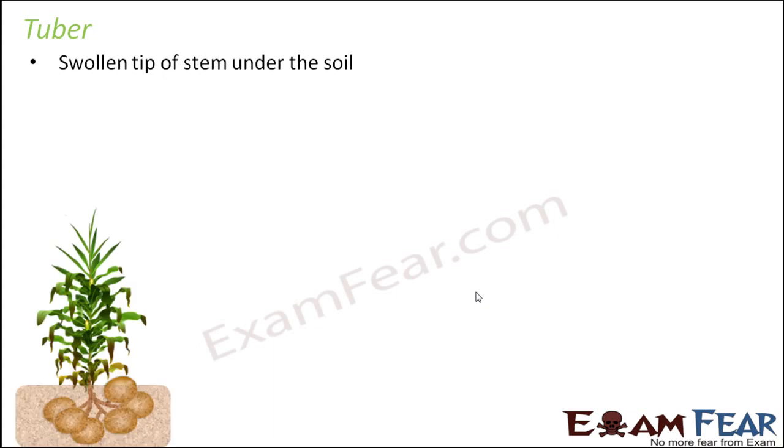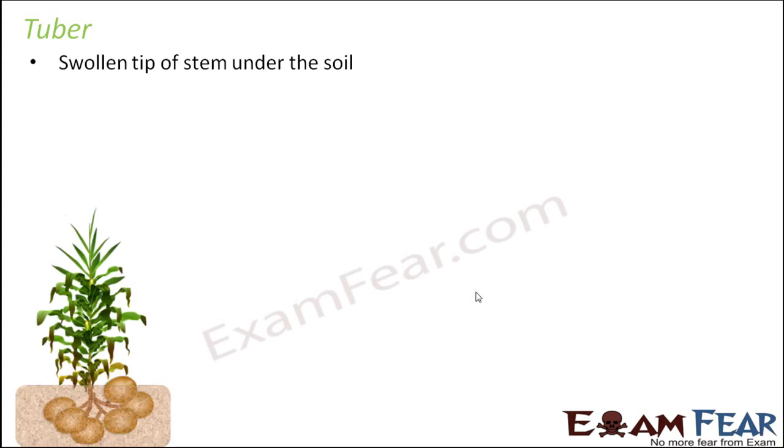Okay. So let us now talk about the next type of underground stem, that is tuber. So what is a tuber? It is a swollen tip of stem under the soil. So these kind of stems will actually have a swollen tip. That means the stem will be slender, but the tip will be swollen.